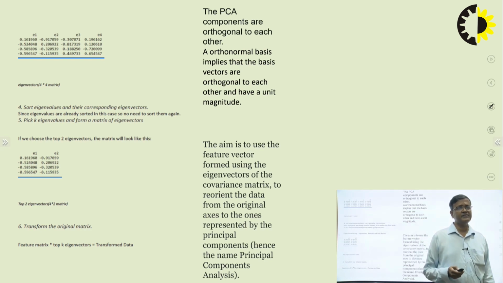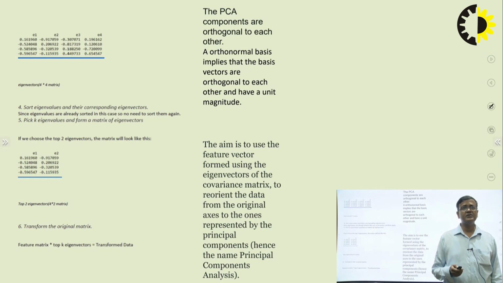So once we have got the top 2 eigenvectors, we can transform the original matrix by using the formula which is feature matrix times top k eigenvectors equals transformed data. So this is how we are able to transform our initial matrix into the transformed matrix, which contains the maximal information with respect to the chosen top 2 eigenvectors.